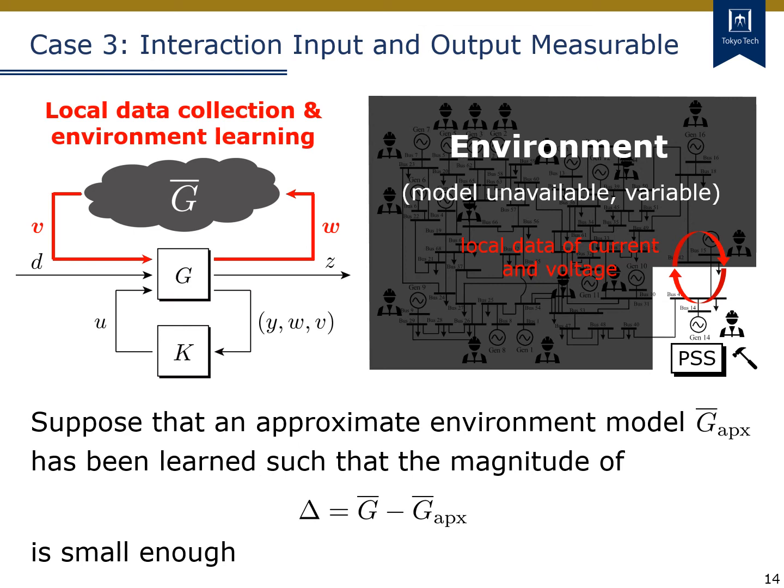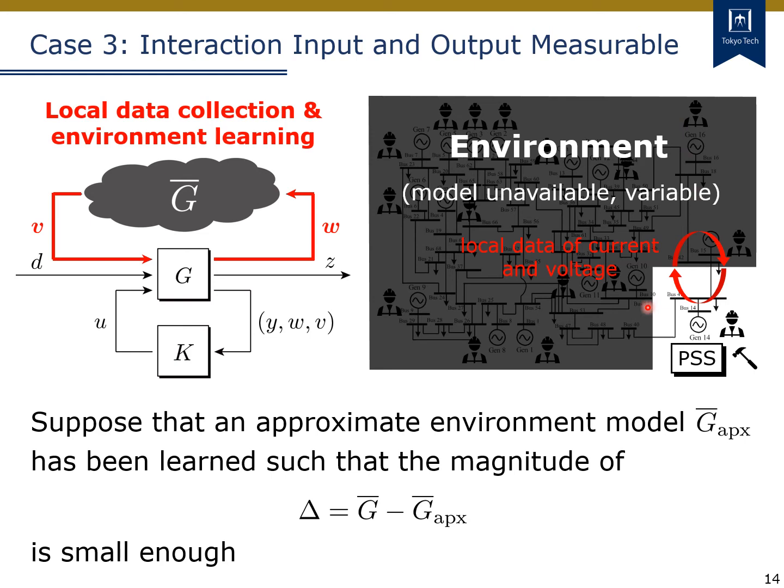Next, let's consider case 3, where the interaction input V as well as the interaction output W are measurable in addition to the local output Y. In this case, using the measured local data of V and W, we may be able to learn an approximate model of the environment. In the power system example, V and W correspond to the local data of the bus current and the voltage as the signals of interaction with the unknown environment.